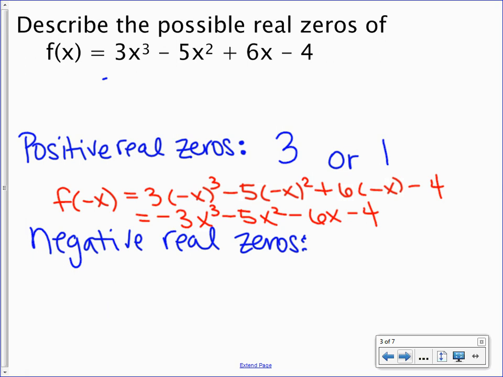How many sign variations do we have? Every single term is negative, do you agree? All right? We're going to have 0 negative real zeros. Okay? So what does that mean for us?